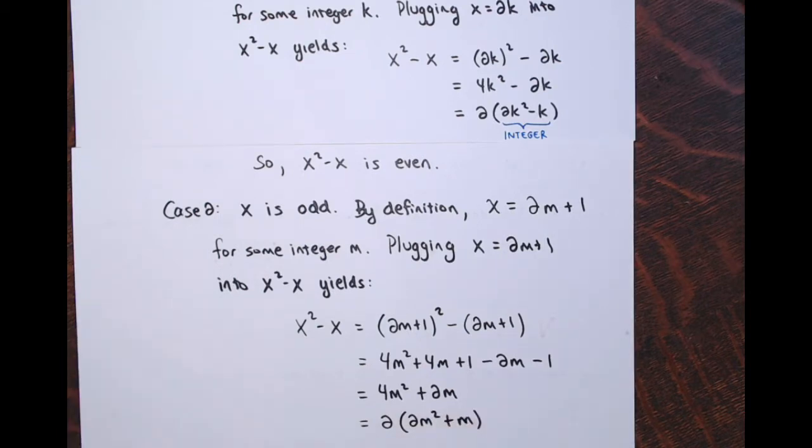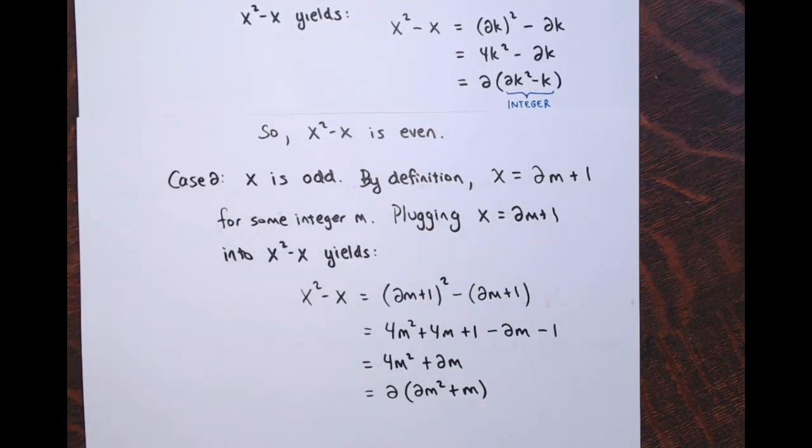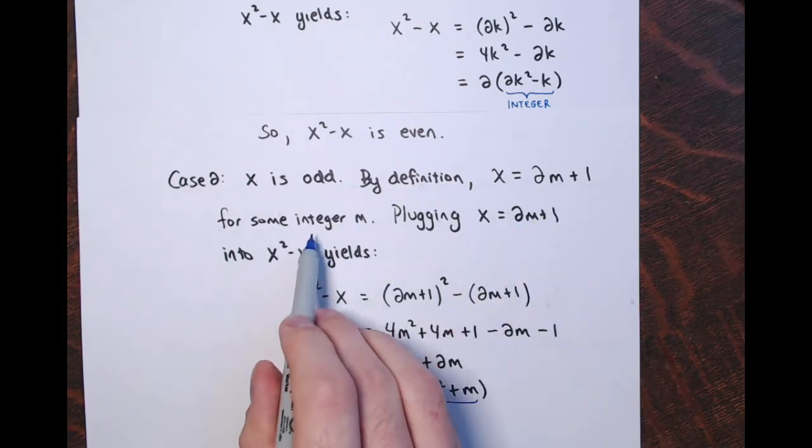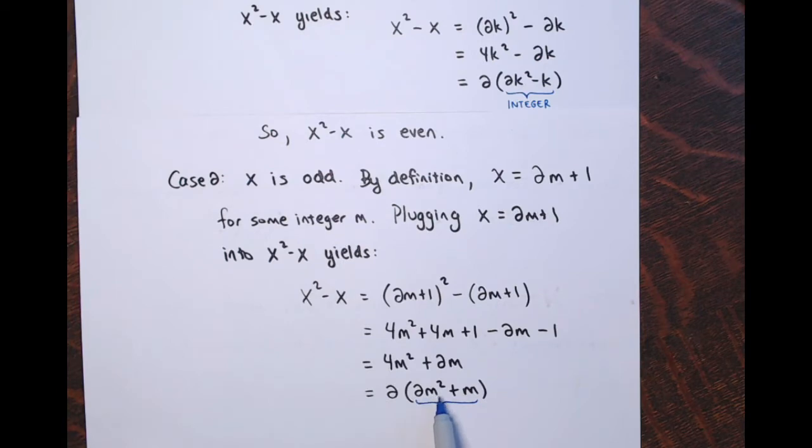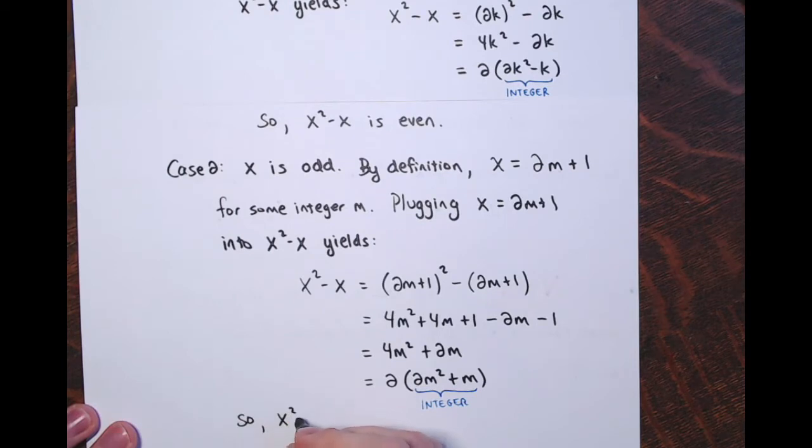And again, instead of writing out a whole sentence about how this is an integer, I'm just going to put a little brace under this. We know that m is an integer, so 2m squared plus m, because of the closure properties, will also be an integer. Therefore, x squared minus x is even. By definition, it would be a multiple of 2.